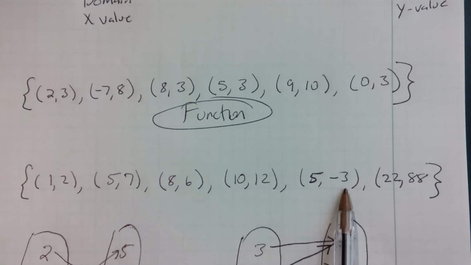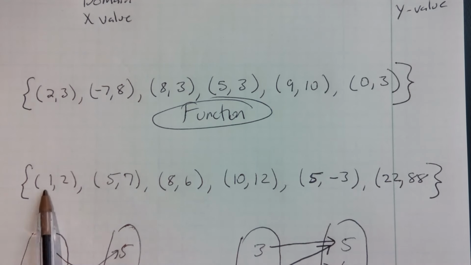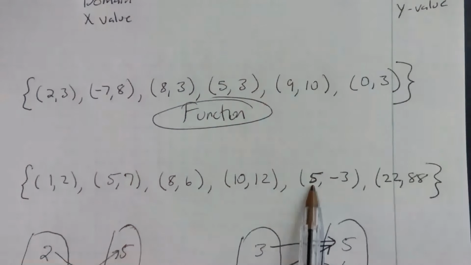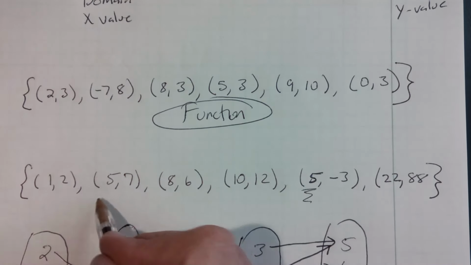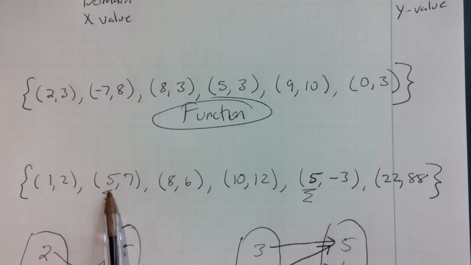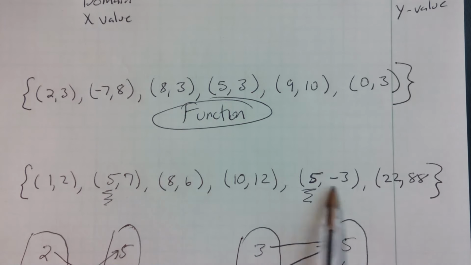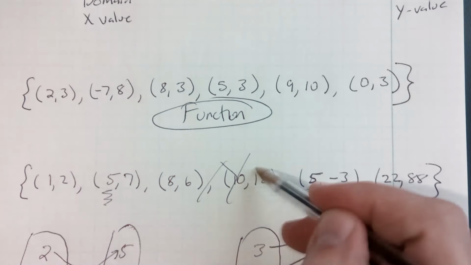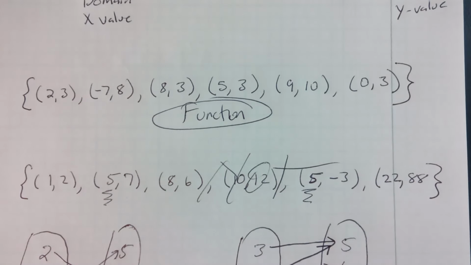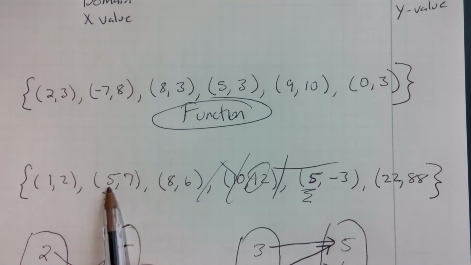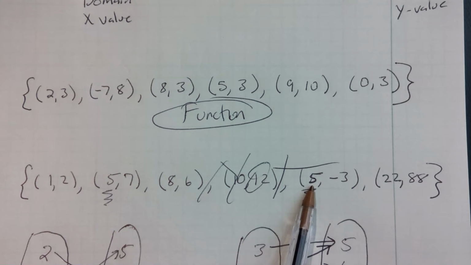So again, I really just scan down the X's. 1, 5, 8, 10, 5. Oh, I see a repetition in X. If that 5 goes to two different Y values, that one is not a function, because the two 5's in the X place go to different Y's.